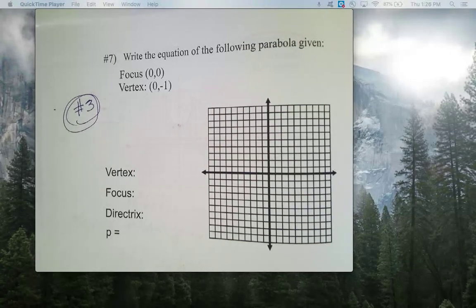Remember, as soon as you graph, think about, is it concave up? Think about concave down. Draw yourself a sketch. What else do you need to find? And then make sure you're answering the question. Make sure you write the equation.